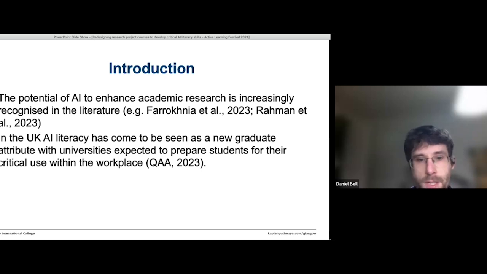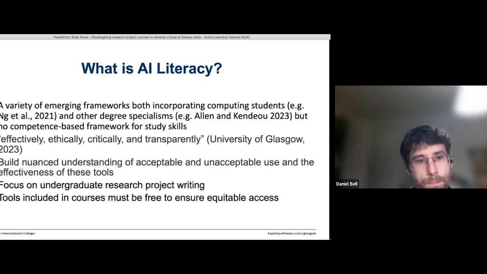And the QAA has recently suggested that it's an academic literacy, a new graduate attribute, which we should be preparing students to use in the workplace. So this creates a challenge, which is there's a variety of emerging frameworks for AI literacy, some of them incorporating computing students, even going up to creating AI applications, which is not what I'm interested in.